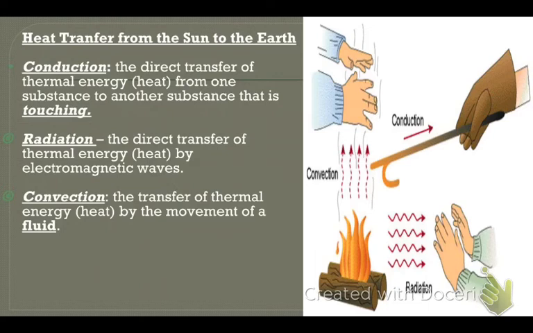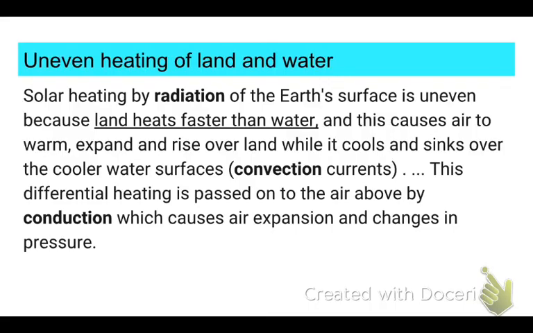So how does that relate to our Earth? Solar heating by radiation of the Earth's surface is uneven because land heats faster than water. Because land heats faster than water, this causes air over the land to warm, expand, and rise, and then cool and sink over the cooler water surfaces, which is called convection currents. This differential heating is passed on to the air above by conduction, which causes air expansion and changes in pressure. And so what else do you need to know here when we're talking about heating?